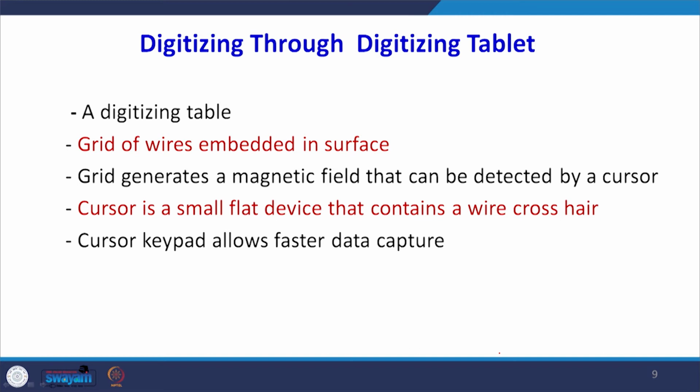The middle layer has the embedded grid of wires, and then there is a top layer and the bottom layer. There is a copper grid of wires where electrostatic current is flowing and a magnetic field is created. There is a cursor attached to it, and when you move the cursor over that gridded table and press the cursor at a particular point, the coordinates of that point are registered, because the entire table is divided into a gridded format.